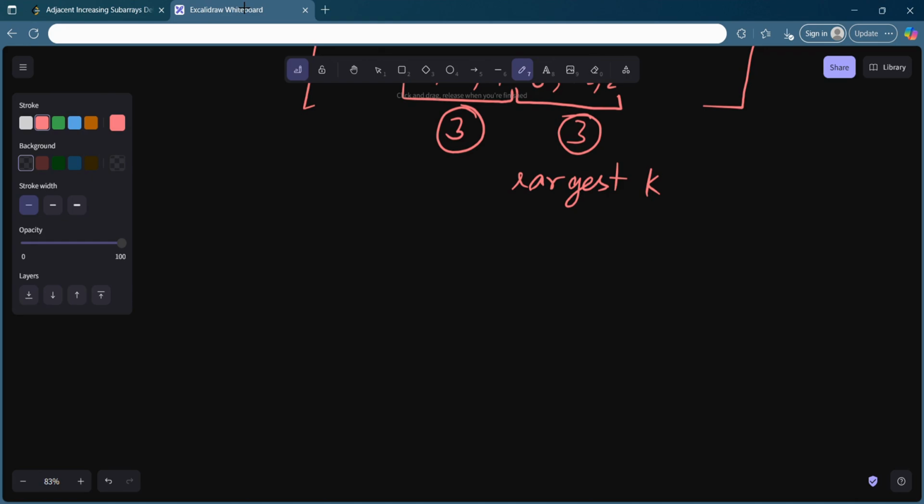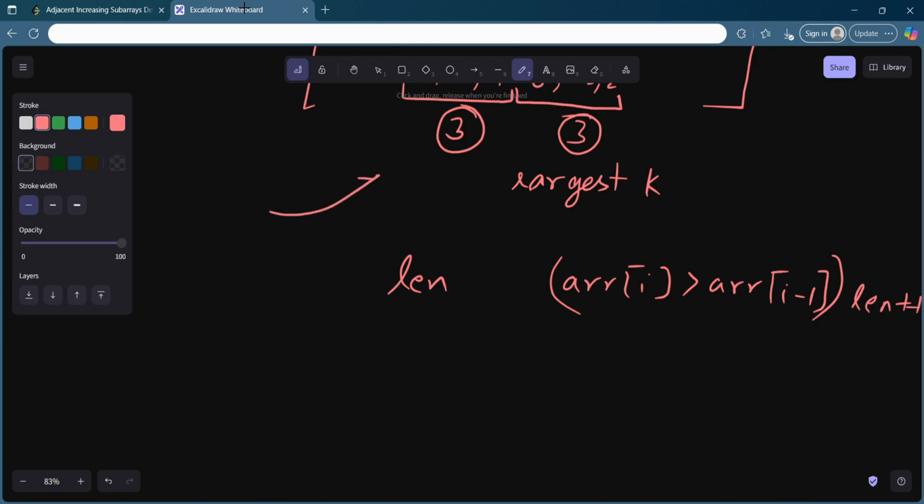So what you can do, you can definitely have one variable which is iterating in the current place. Okay, so let's say we can have len, and while the current number, array of i, is greater than array of i minus 1, while the current number is greater than the previous number, we can do len plus plus. Okay, which will tell us the length of the current increasing subarray.